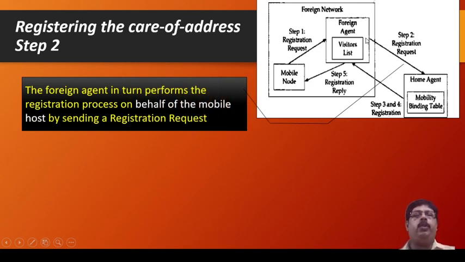The foreign agent is doing a registration process on behalf of the mobile host by sending a registration request. Here you can see the second step: it is sending the registration request to the home agent.